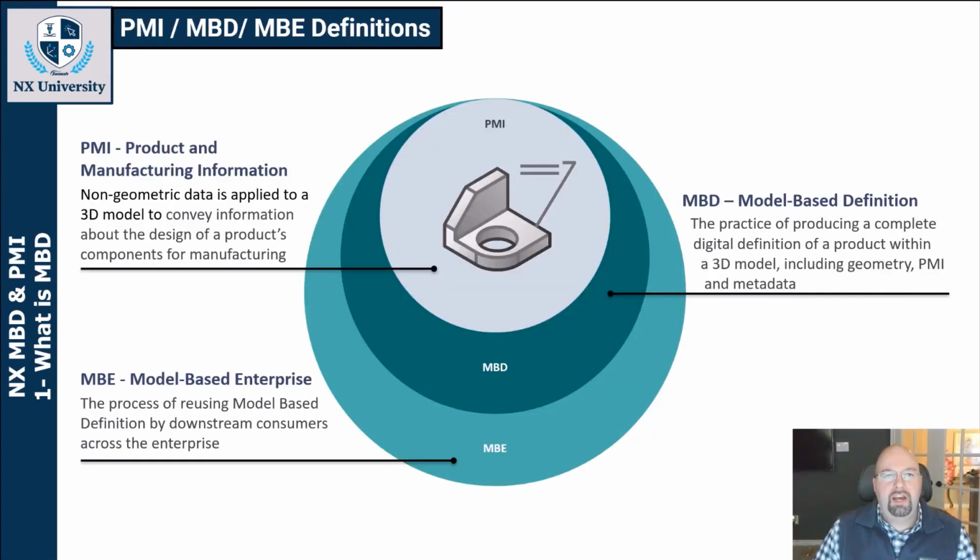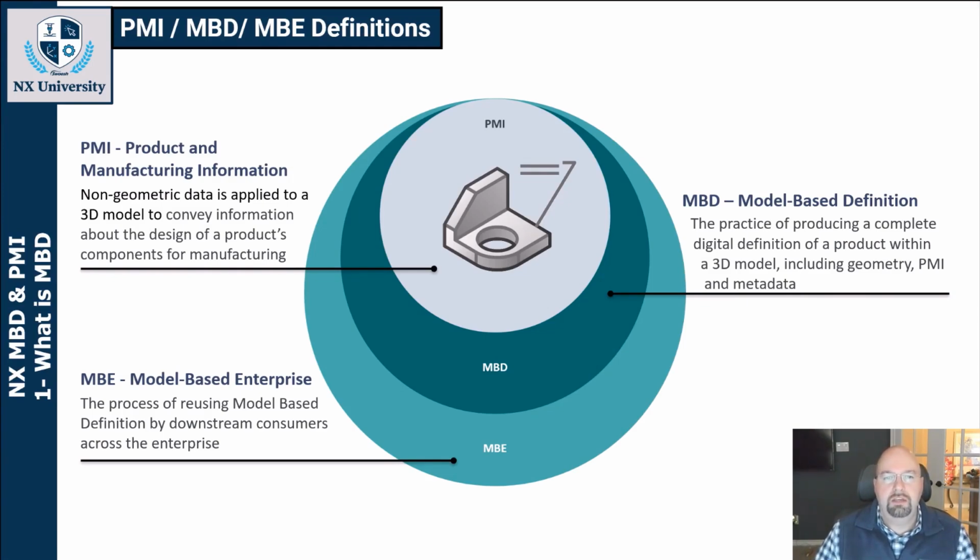Looking at the overall diagram here, we can see where PMI fits into the scheme in relationship to model-based definition and what's referred to as MBE, or model-based enterprise. The smallest circle in this diagram depicts the product and manufacturing information, which is known as PMI. This is all the non-geometric data that is applied to a 3D model that's going to convey information about that design and help to convey how to produce and manufacture that product.